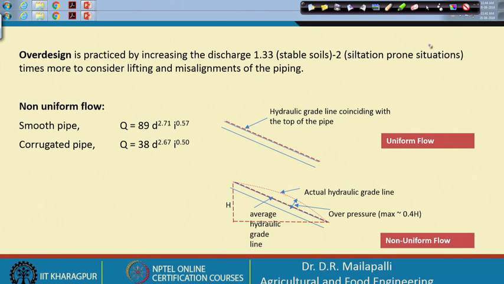Okay. So, this extra over design needs to be considered in case of drain pipe design.